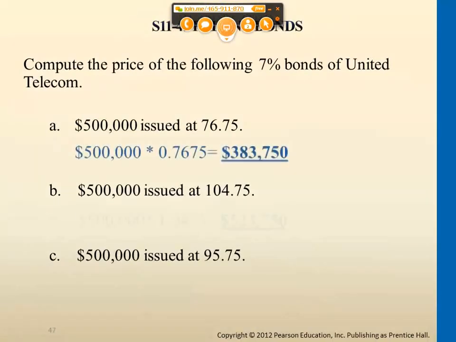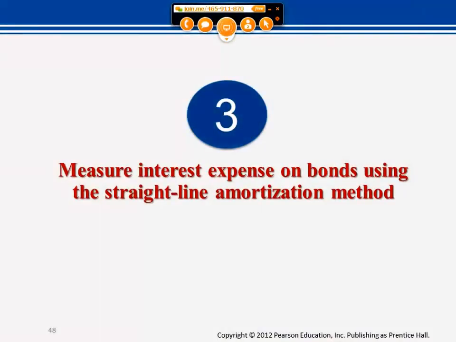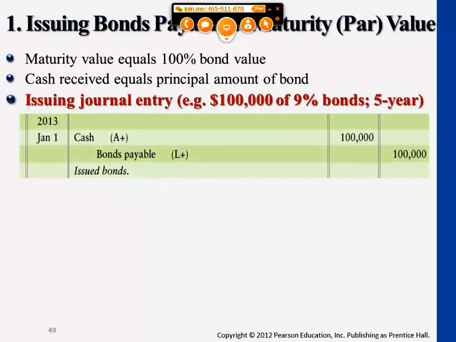Okay, let me skip this for now. I'm just going to talk about the first case. For the maturity value of the bonds, if we're issuing the bond, this first entry here is just like a regular borrow money entry, except that we're switching short-term notes payable to bonds payable.